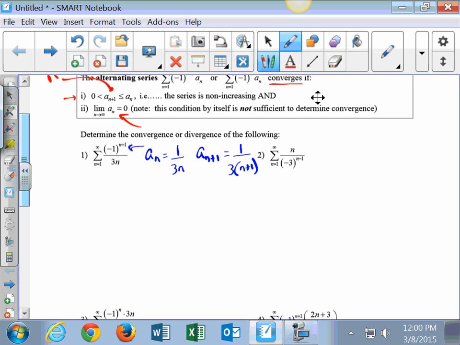Now I want to test and see if I can find out if it's converging or not. So I just write this out. Is my next term, 1 over 3 times (n plus 1), less than 1 over 3n? Well, I know that my denominator is larger, so yes, it is in fact a smaller number than 1 over 3n.